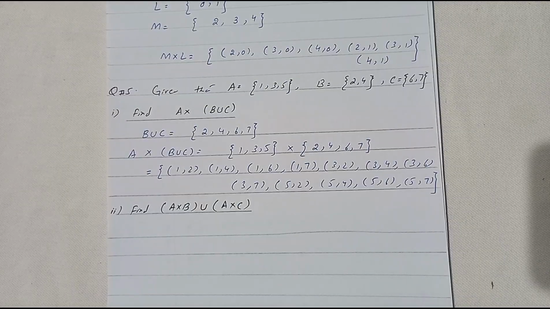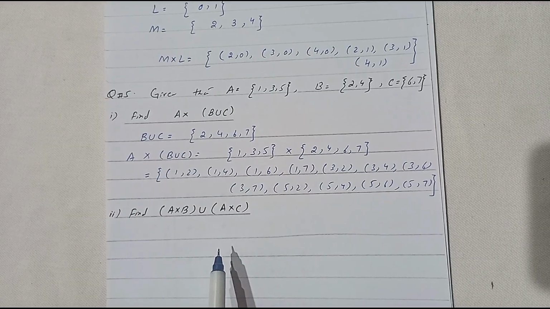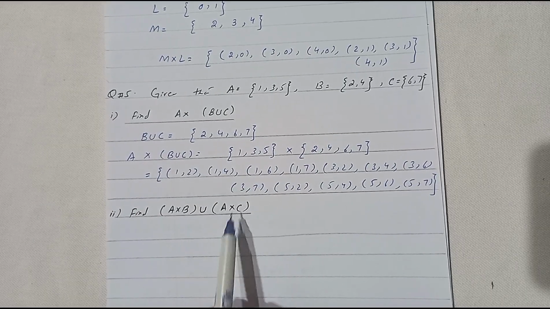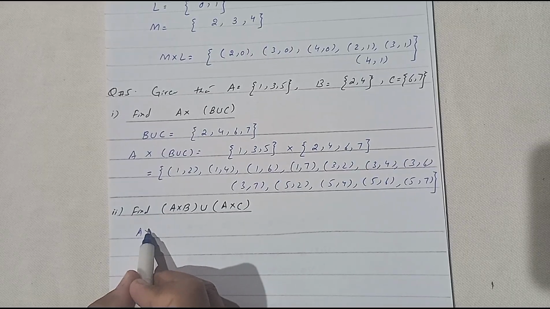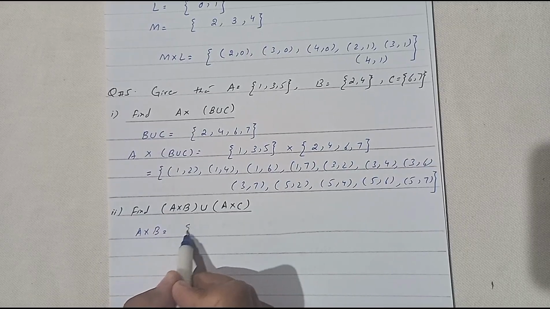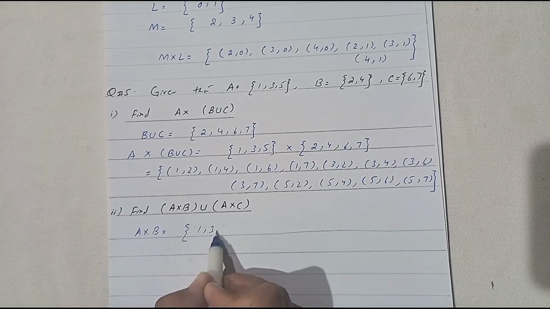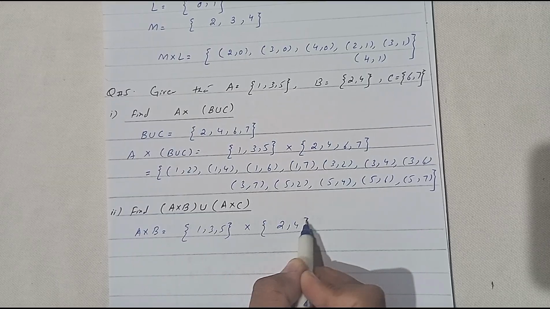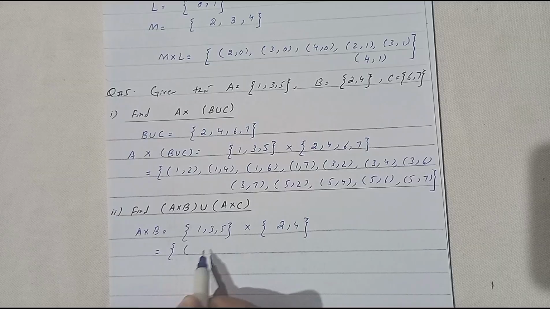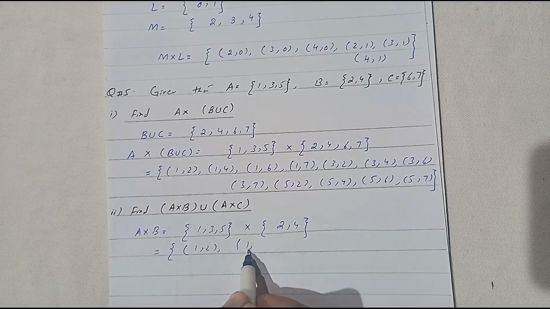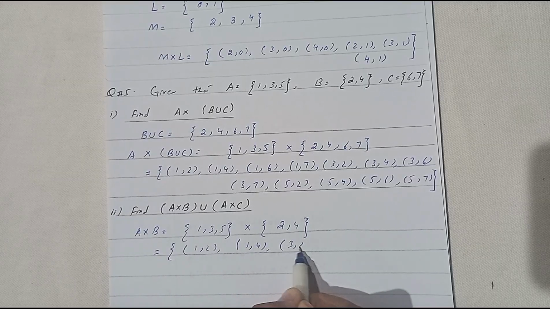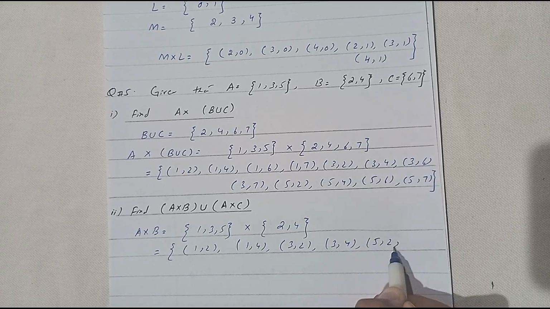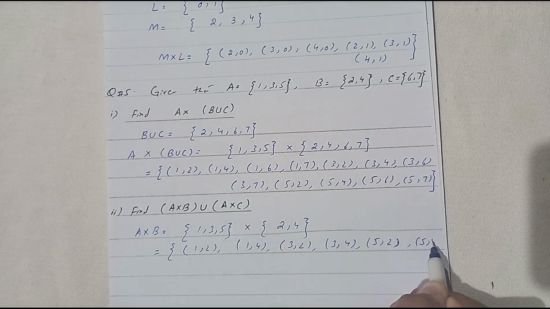In the second part we have to find the union of the two cross products A cross B and A cross C. So first we find A cross B. Write the elements of A and then write the elements of B. So the cross product equals 1,2; 1,4; 3,2; 3,4; 5,2; and 5,4.